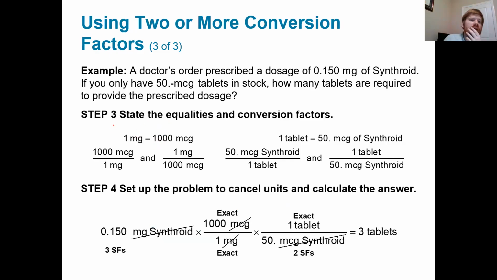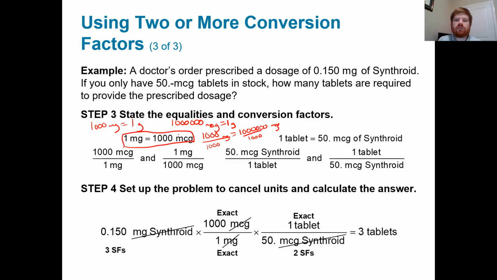I'll show you this one more time, but remember the way that we figured this out was that we know that there's 1,000 milligrams in every 1 gram. We know that there's 1 million micrograms in 1 gram. If you set these 2 together, you would get that 1,000 milligrams equals 1 million micrograms. If you divide both sides by 1,000, then finally you end up with this equality here, that 1 milligram equals 1,000 micrograms.